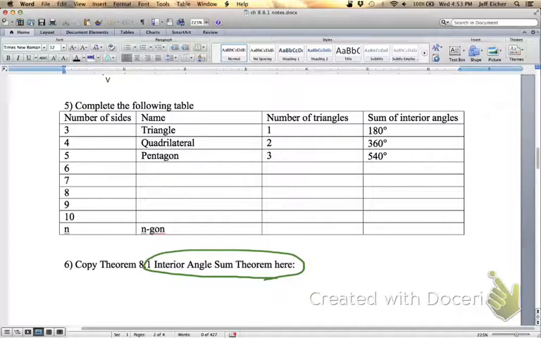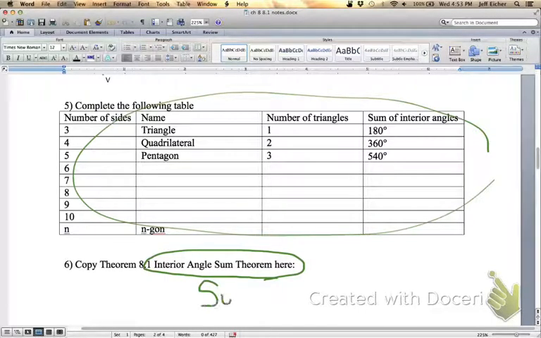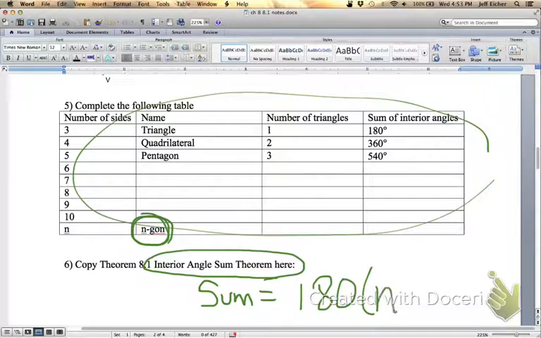But what you should have discovered from this table is that the sum of the interior angles of any n-gon, n-sided convex polygon is 180 times n minus 2, where n is the number of sides the object has.